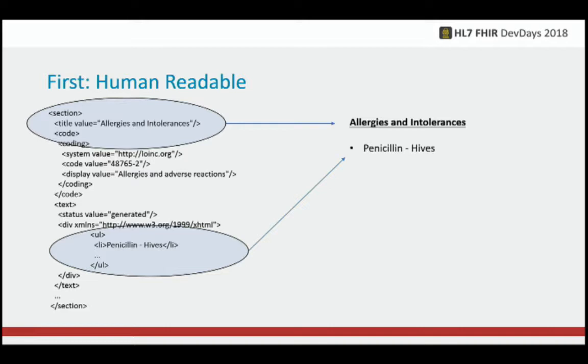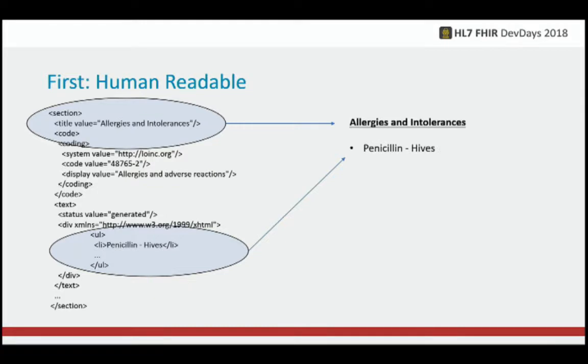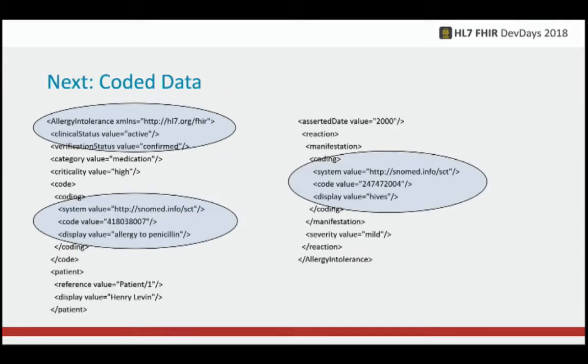But to make this computable, you want to use something, in this case, the allergy intolerance resource. So here we've got the allergy intolerance resource up at the top. We've got the code, which is allergy to penicillin. And then over here, we've actually documented the reaction, which is hives. So basically, in your composition resource, you'd have this page. Up in the composition resource is the section narrative text. And then right below it, you'd have a reference to the allergy intolerance resource, which is how a computer would process this.